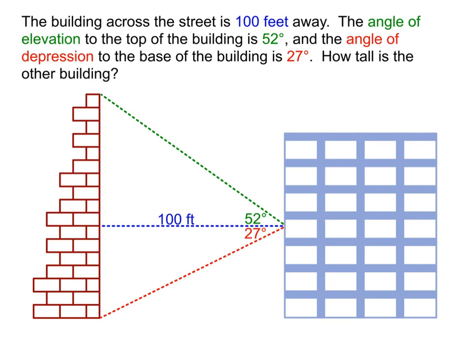But in this particular case, I do have two separate right triangles. I'm going to have a right triangle up on the top there, and a right triangle here on the bottom. If I could figure out what this height is and what this height is, then I could put them together to figure out the total height of the building.